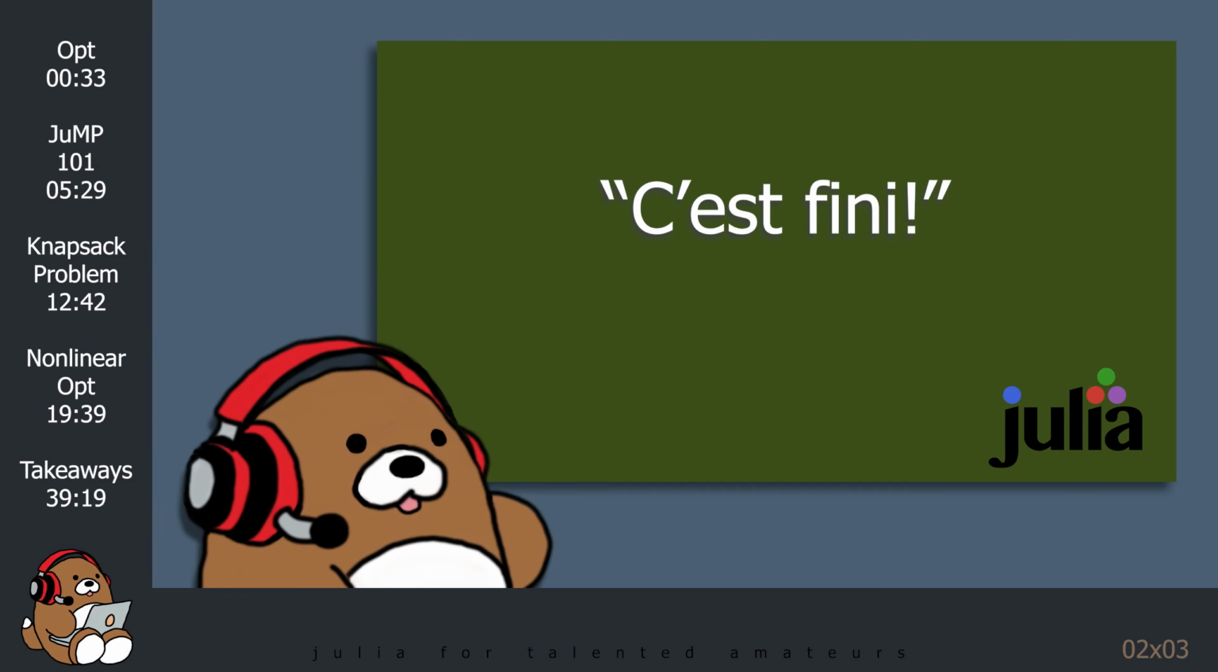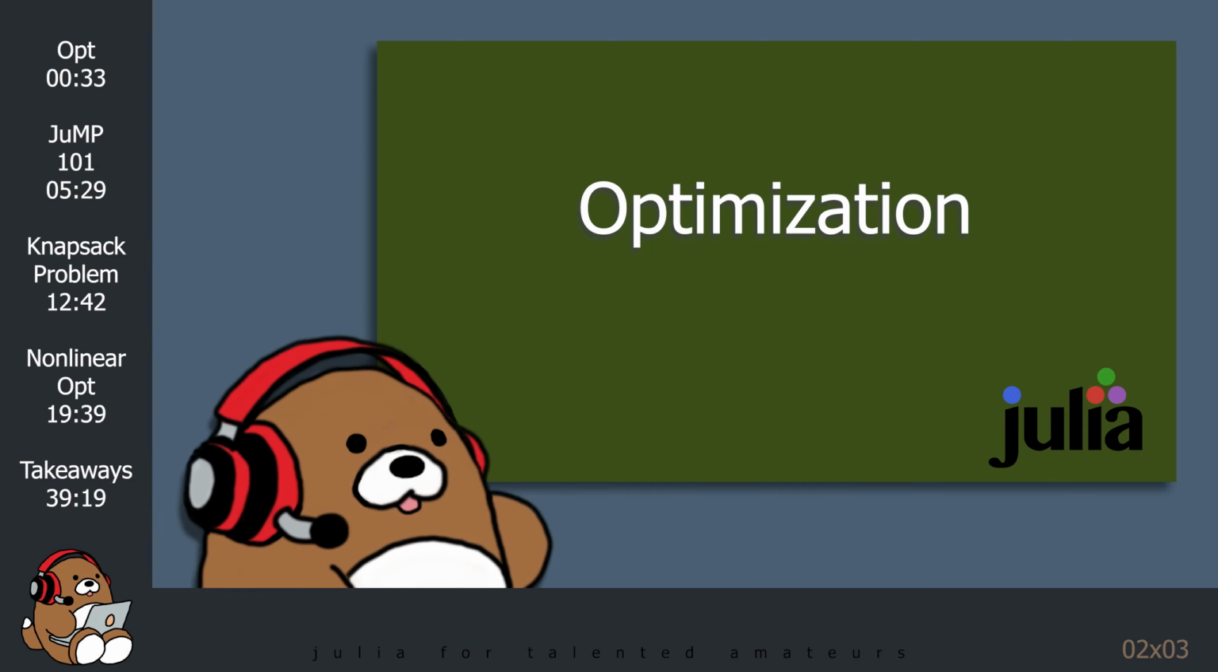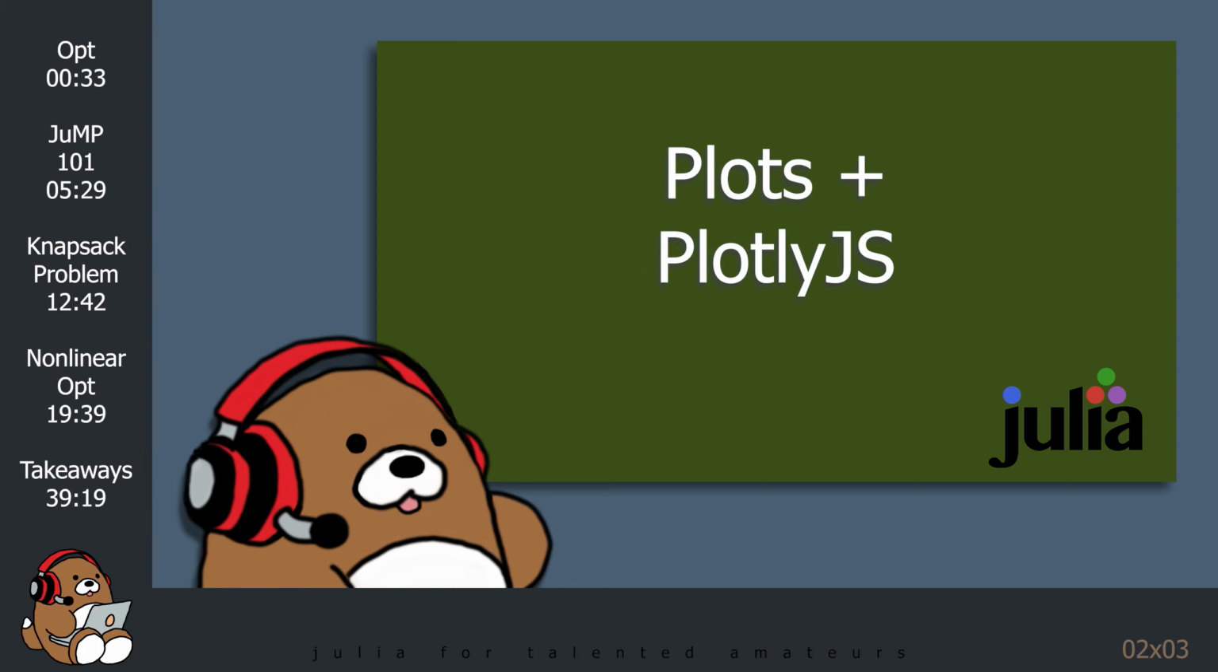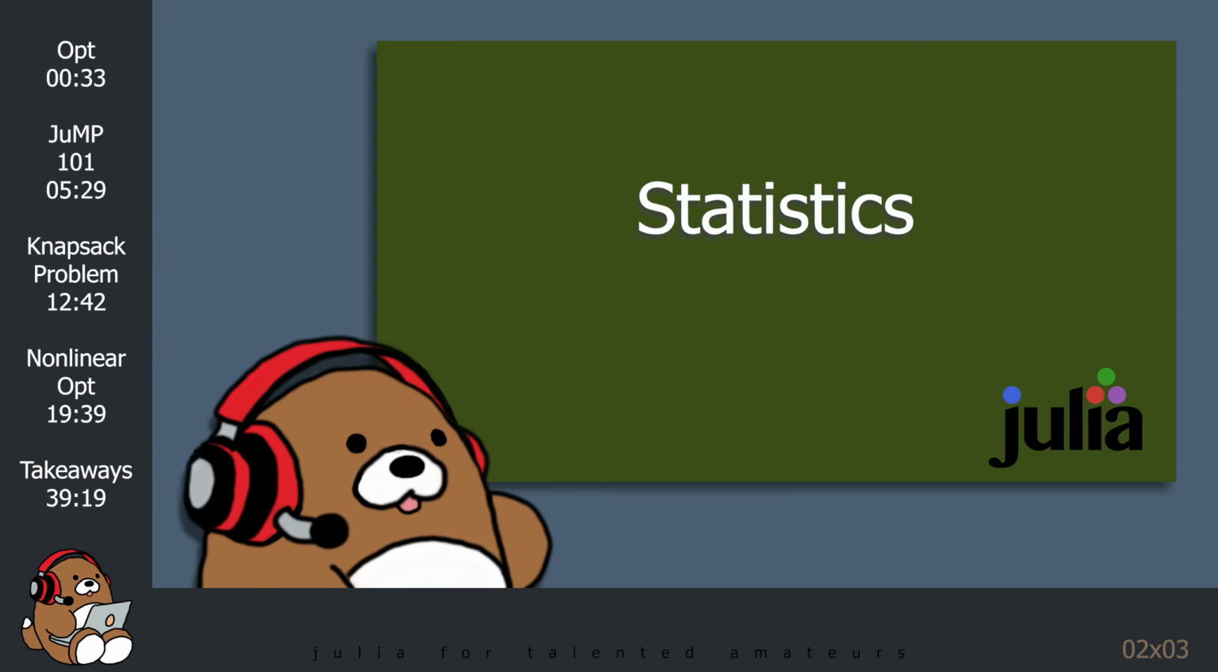Well, that's it. Today, we learned about optimization. We added the JMP package along with a linear solver and a non-linear solver. In addition to adding to our analytic toolkit, we added to our visualization toolkit by adding the plots package and the Plotly.js plotting package. Next week, we'll dive into the subject of statistics in Julia.